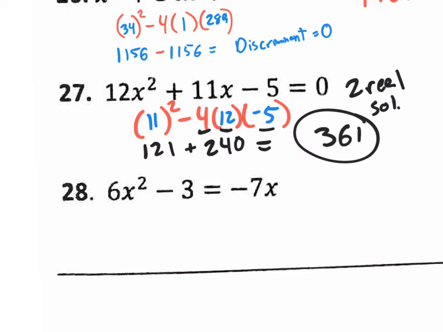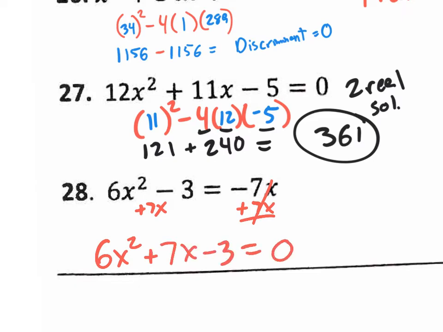multiple choice may say. The last one, you can't even plug it in yet because it's not set equal to 0. You need it to be in standard form. So first add 7x, rewrite your standard form quadratic trinomial equation, 6x squared plus 7x minus 3 equals 0. Now you could identify your a value of 6, your b value of 7, your c value of negative 3.